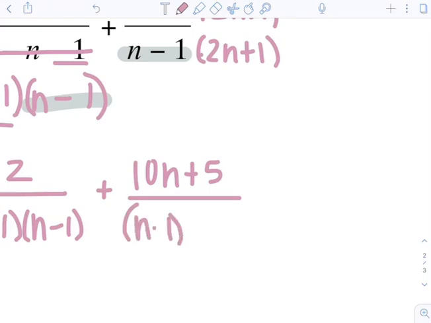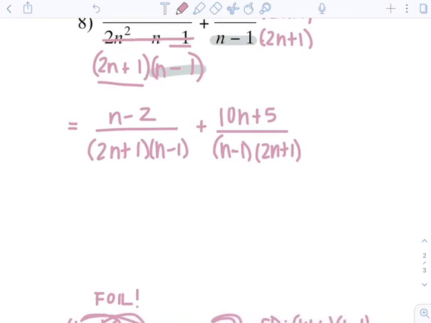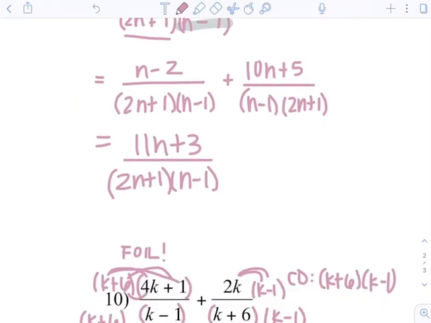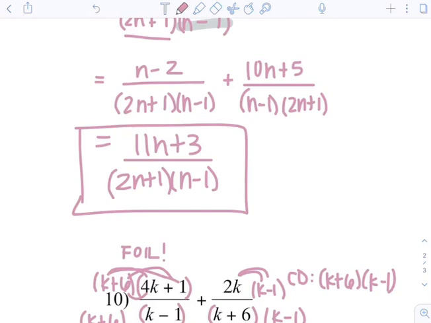Do not FOIL in the denominator. Okay, leave it as 2 parentheses. And now you're going to combine your like terms. So only in the numerator. So n plus 10n, that's 11n. Negative 2 plus 5, that's 3 over 2n plus 1, n minus 1. Nothing cancels. Nothing can be simplified. So this is your final answer.